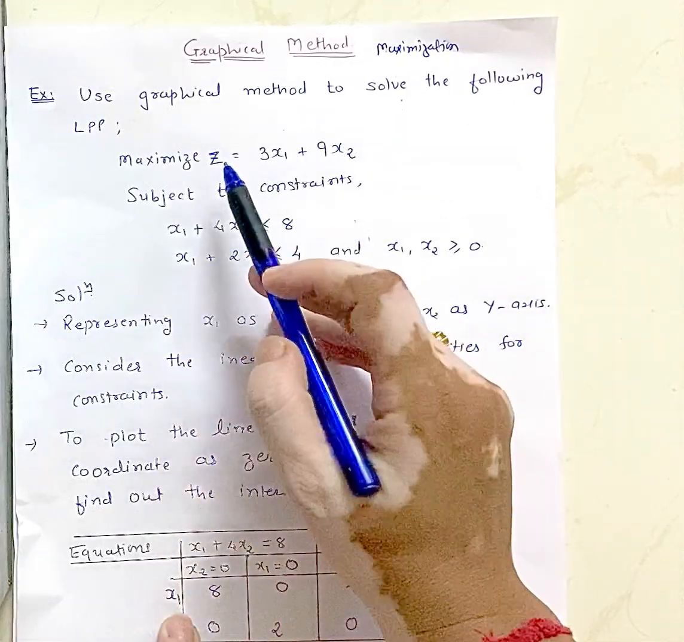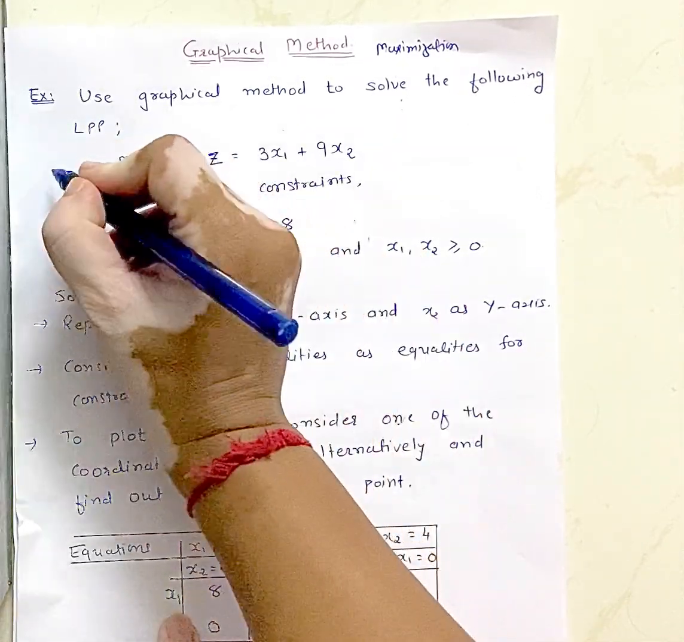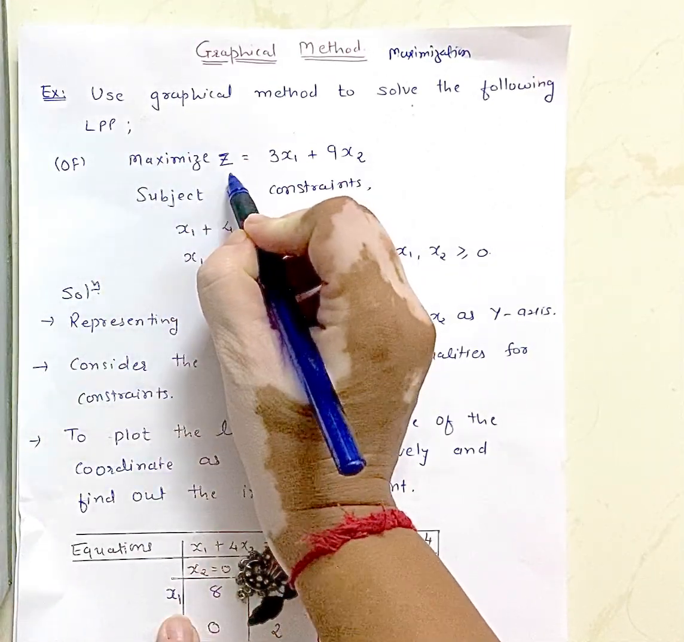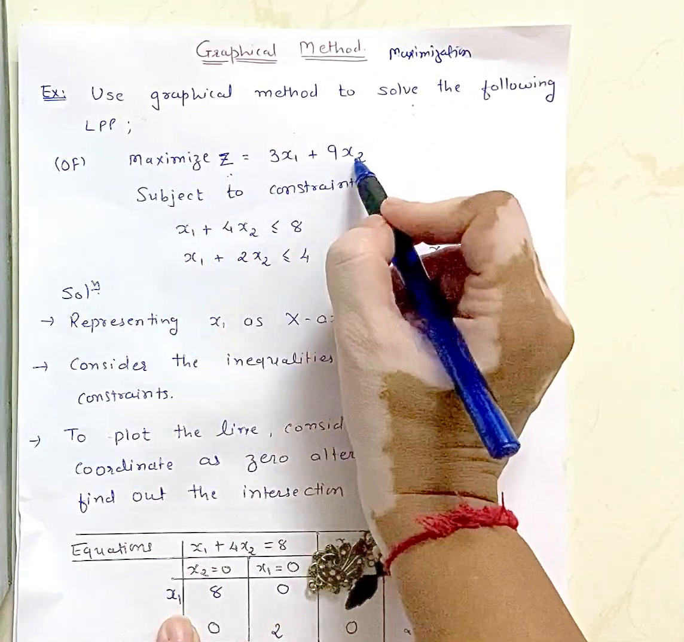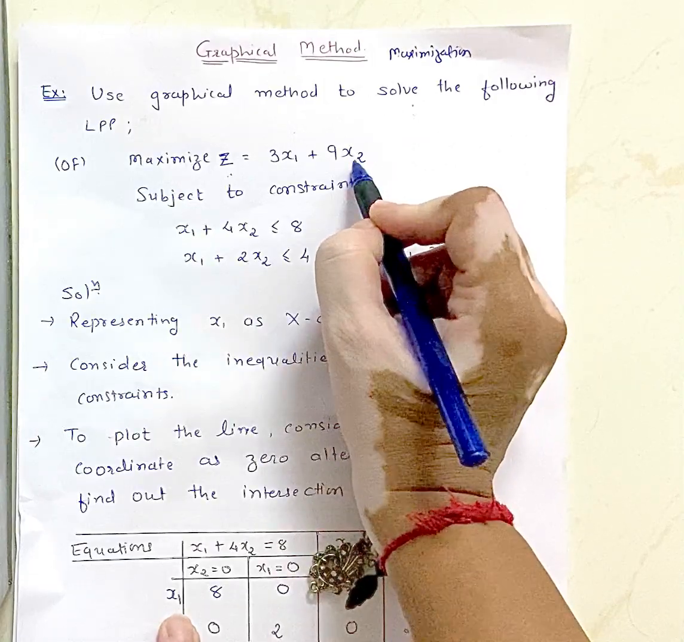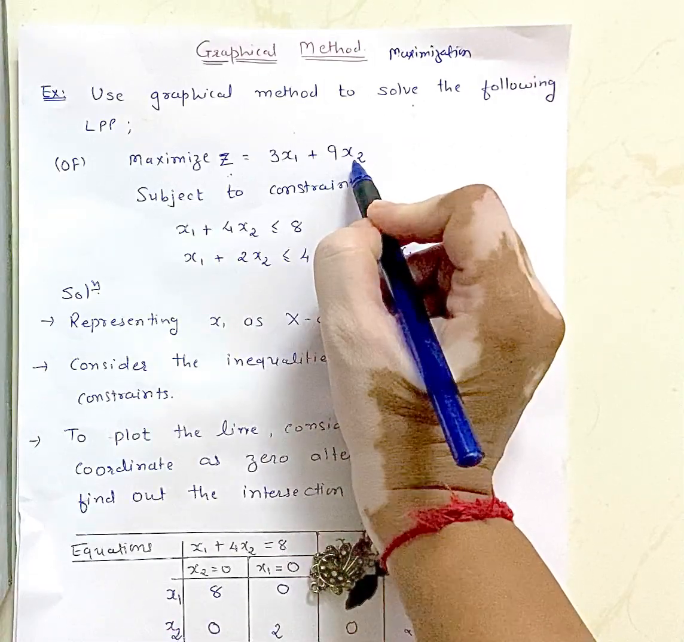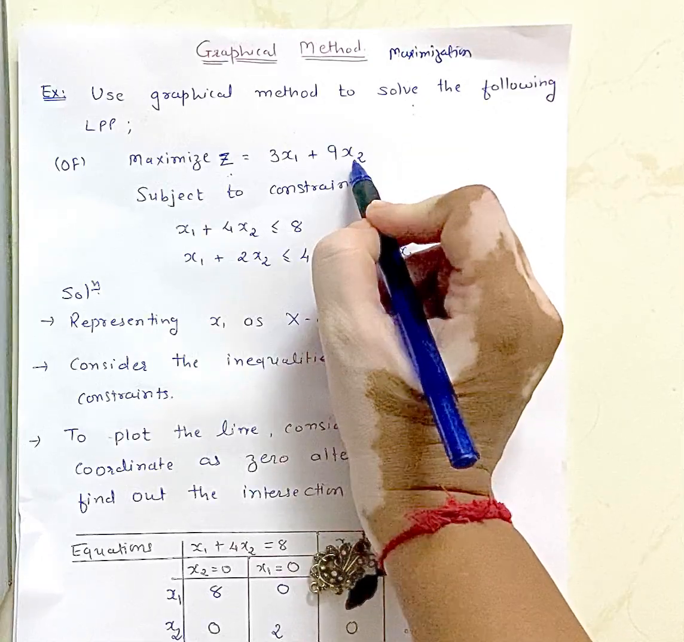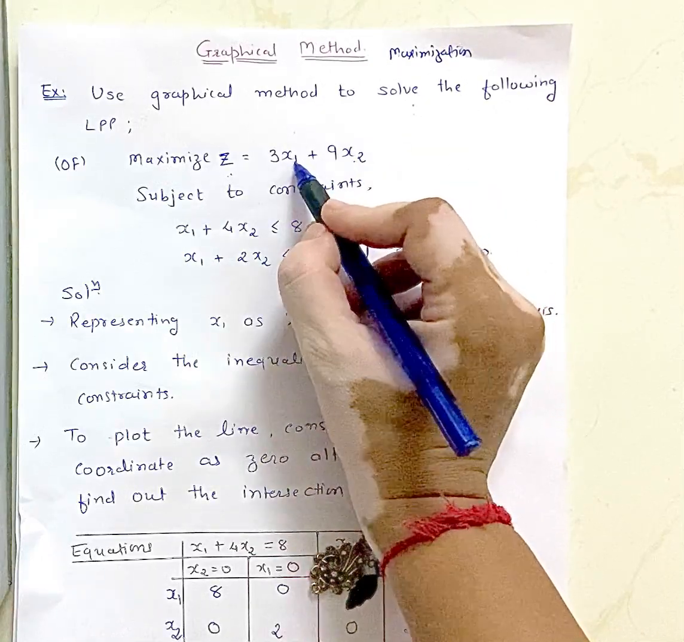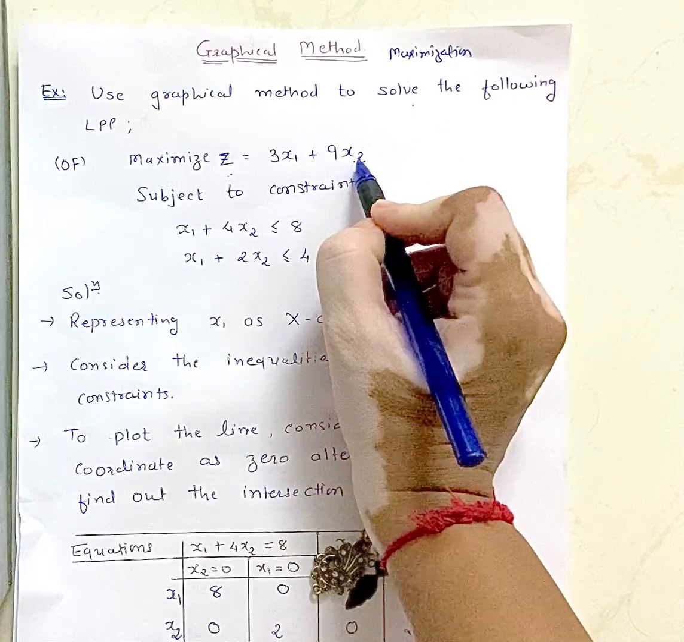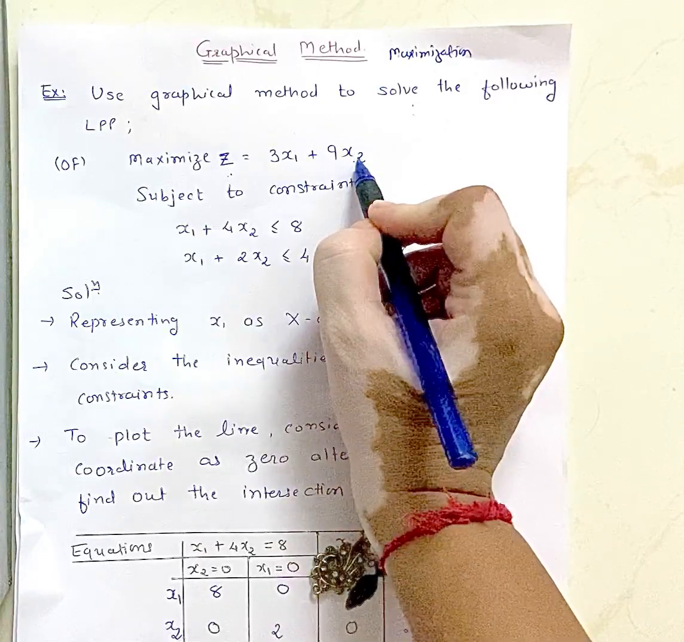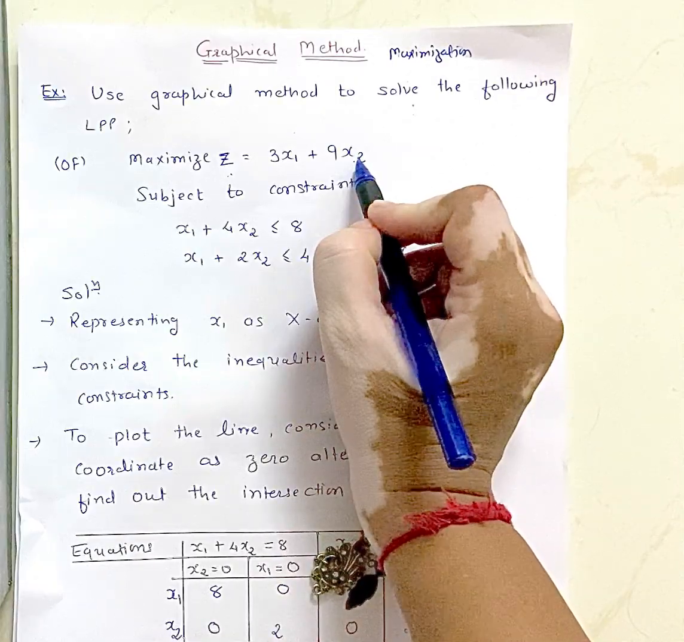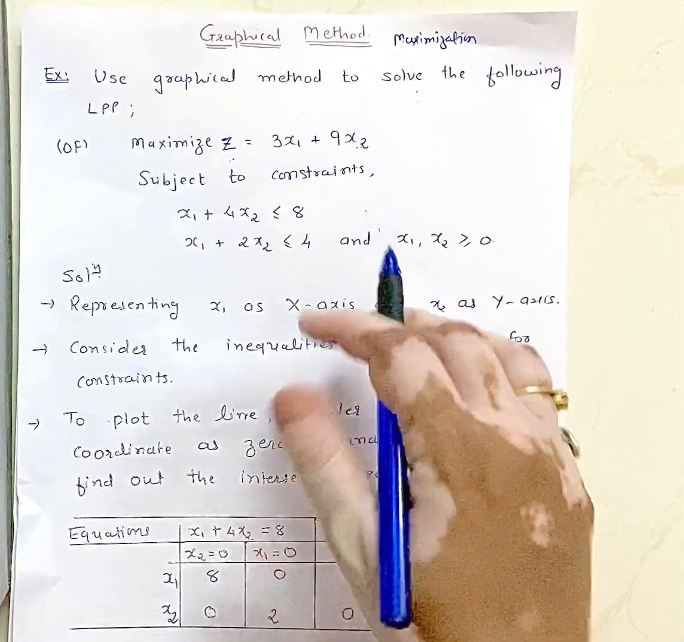The objective function is to maximize z = 3x1 + 9x2. The most important point is that the graphical method is only applicable for two variables. Here we have two variables, x1 and x2, so we can use the graphical method. If there are more than two variables, we can't use the graphical method.